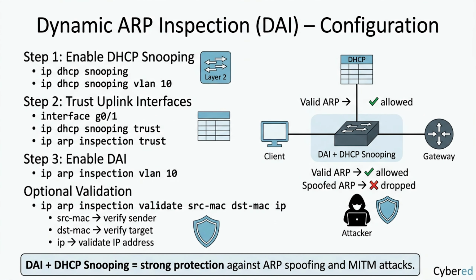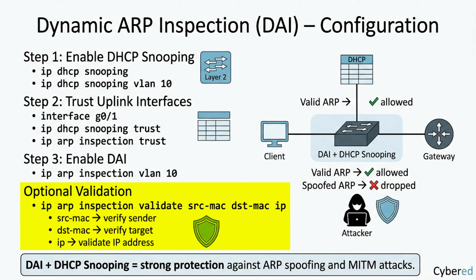Configuration steps: enable DHCP Snooping with ip dhcp snooping, ip dhcp snooping vlan 10. Trust uplink interfaces: interface g0/1, ip dhcp snooping trust, ip arp inspection trust. Enable DAI on the VLAN: ip arp inspection vlan 10. Optional validation checks: ip arp inspection validate src-mac dst-mac ip.